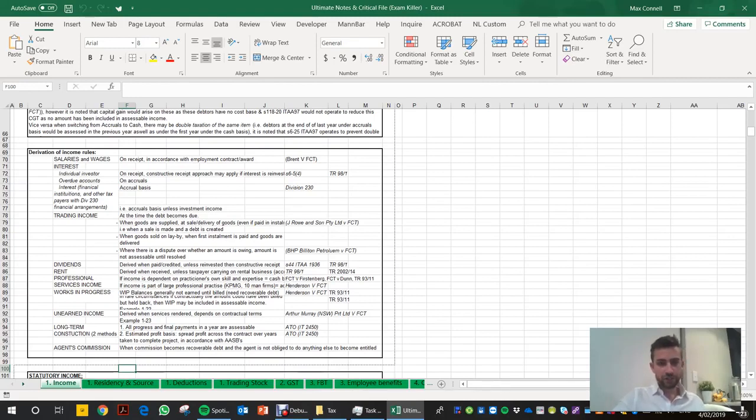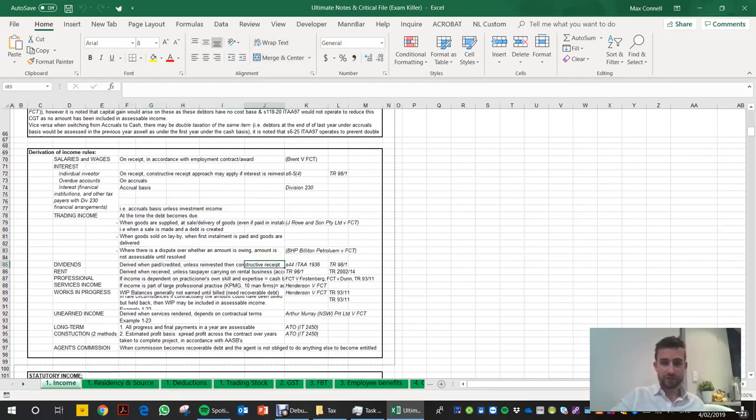There are a few different situations down here, some with case law. When goods are supplied, at sale or delivery, even if paid in installments, I guess when you've provided the goods, that's when you've earned it. It really depends on the situation. When goods are sold on lay-by, income arises when the first installment is paid and goods are delivered. This is a very specific example that you need to remember. Where there is a dispute over an amount owing, the amount is not assessable until resolved. Fair enough, BHP Billiton versus Petroleum.